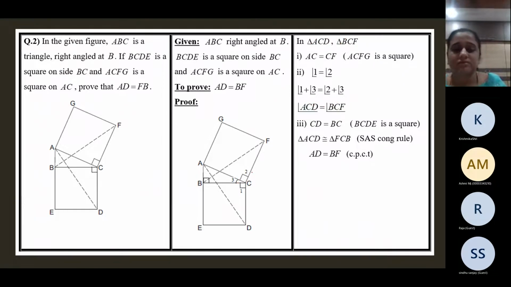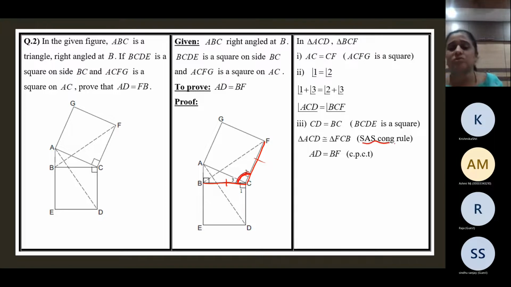ACD, BCF. This is an angle of the first triangle. We have mentioned AC, CD and the included angle ACD. In the other triangle, we have mentioned BC, CF, and the included angle BCF, that is 2 plus 3. So clearly it's two sides and the included angle.